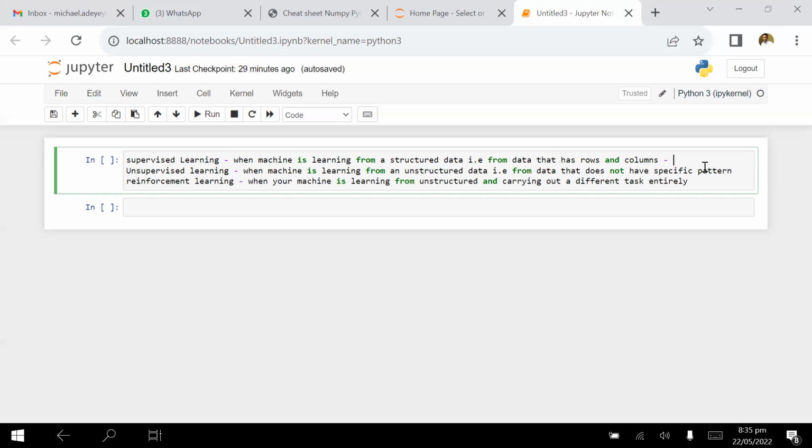Because the machine is not learning from structured data, it's learning just from patterns. Okay, this person picked a shoe, so you will basically need what? A shirt. So one of the algorithms we use in that case is KNN, K nearest neighbor, right?